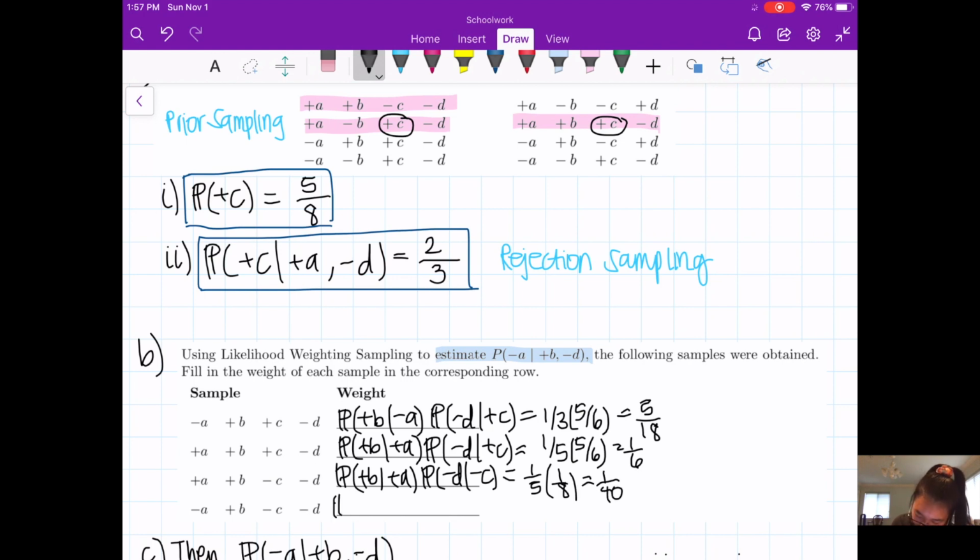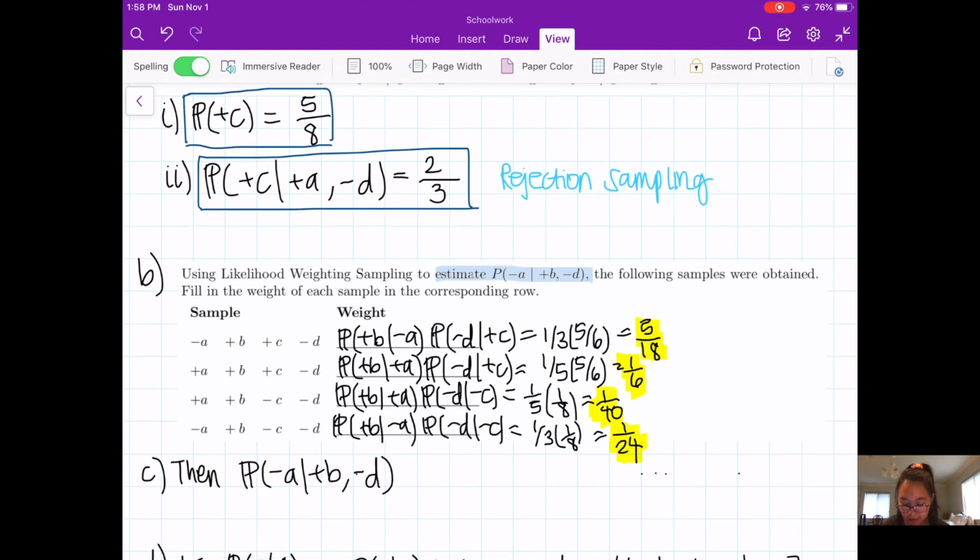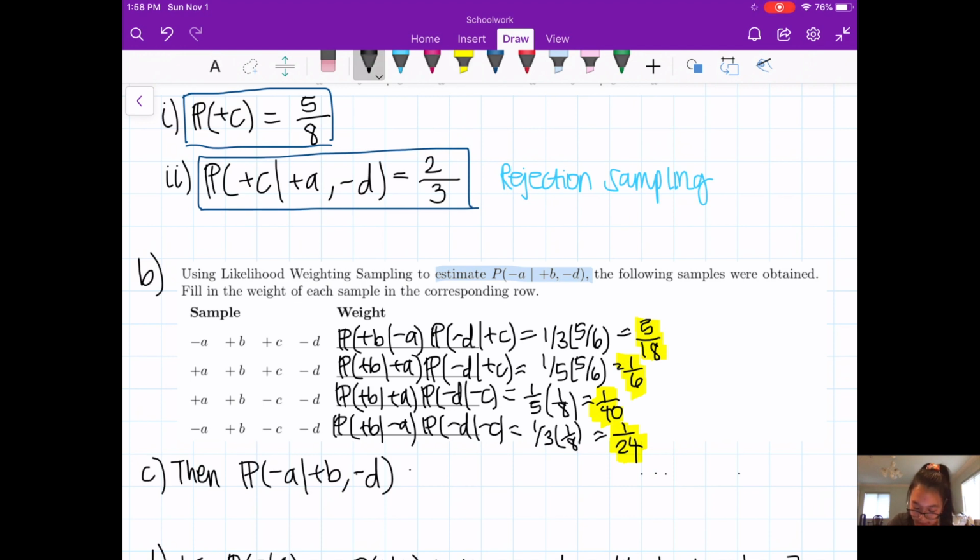And then last one, times probability of negative D given negative C, and this will end up giving 1/3 times 1/8, so it would end up being 1/24. So our resulting values will be each of these: the 5/18, 1/6, 1/40, and 1/24. Well, and then now we have our weights for each of our samples with likelihood weighting, but we still haven't found the exact estimation we're looking for. Like, we still don't know what this probability is equal to.